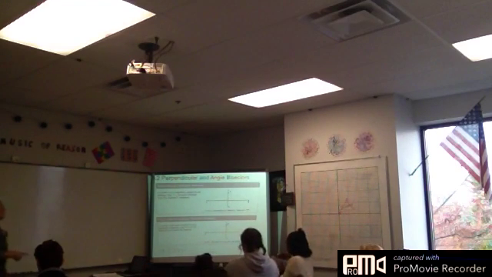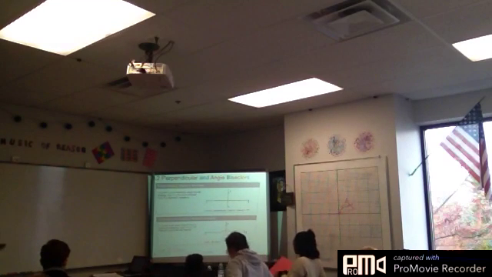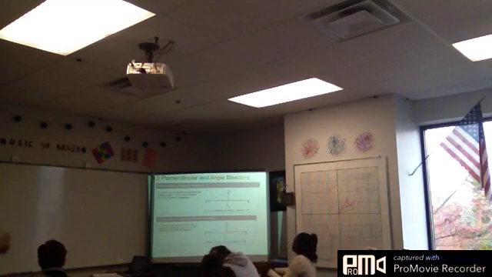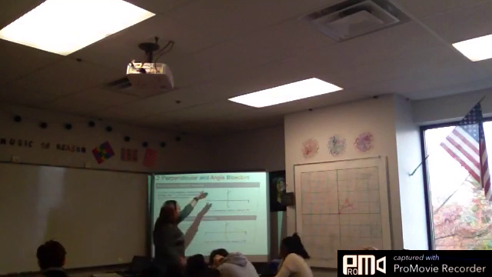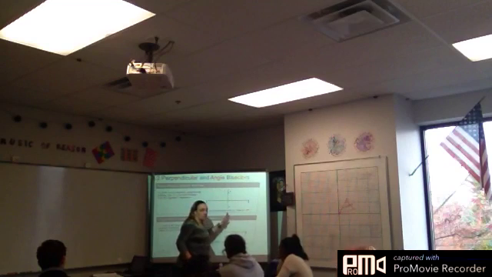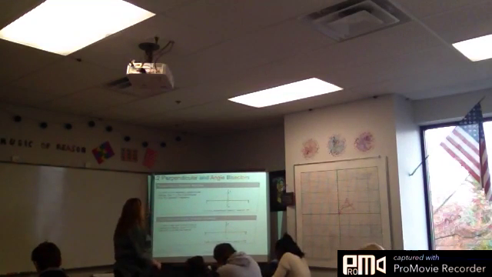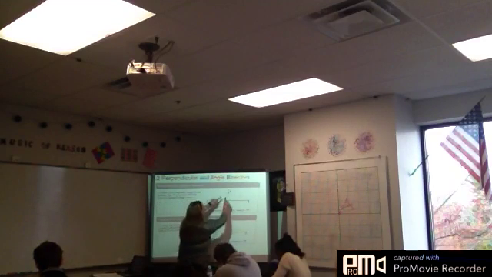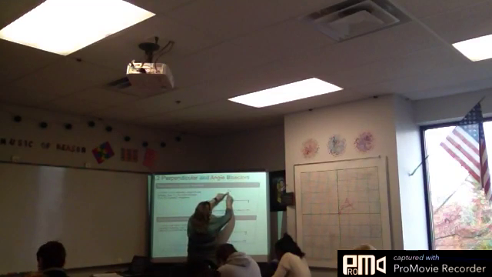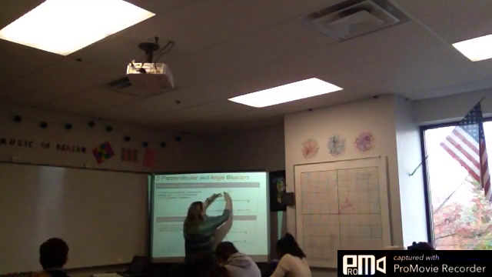Perpendicular bisector theorem says if a point is on a segment's perpendicular bisector, then it is the same distance from the segment's endpoints. So here is a perpendicular bisector, here is a point on it. If I draw from here to here and here to here, I have the same distance.